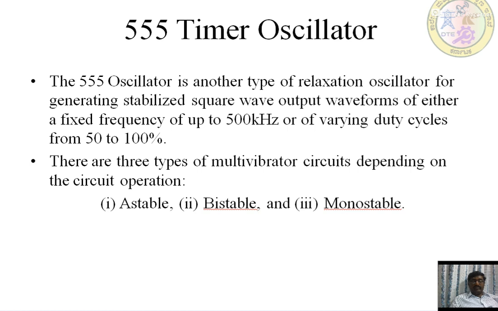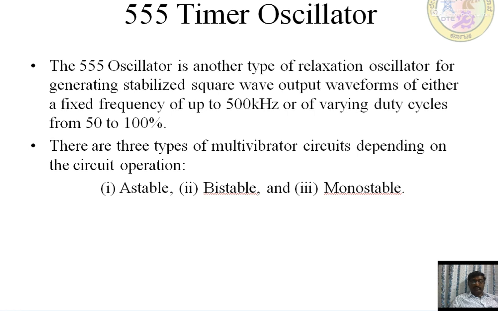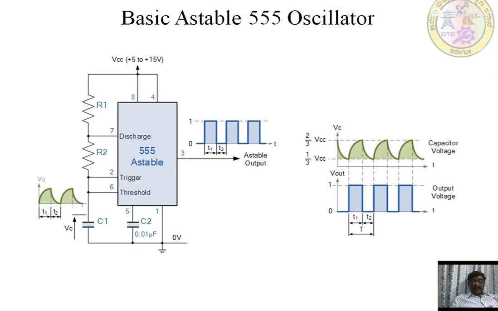Of either a fixed duty cycle, that is 50% to 100% fixed. Next, this is just the basic block diagram of an astable 555 oscillator. The input is a normal sine wave, and you will be getting a stable output. T1 and T2. So the time T is equal to what? T1 and T2.